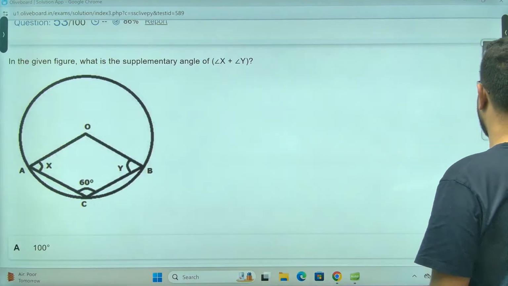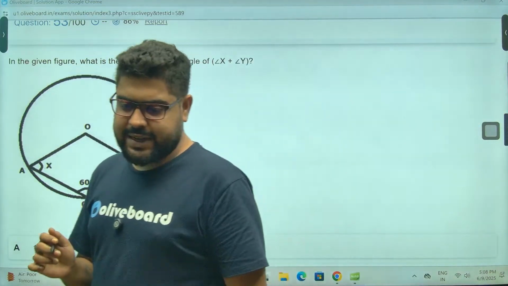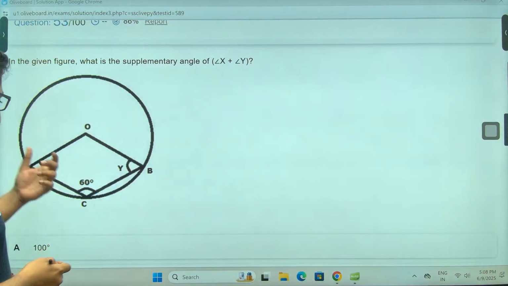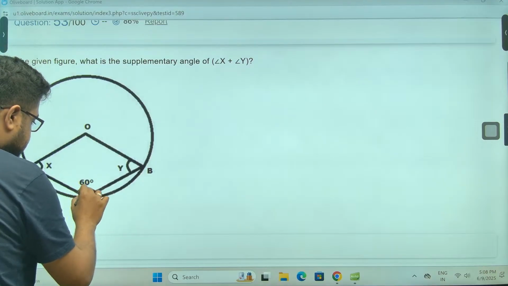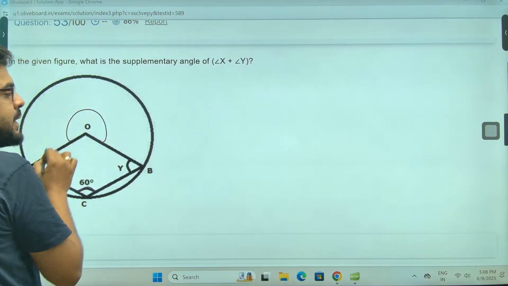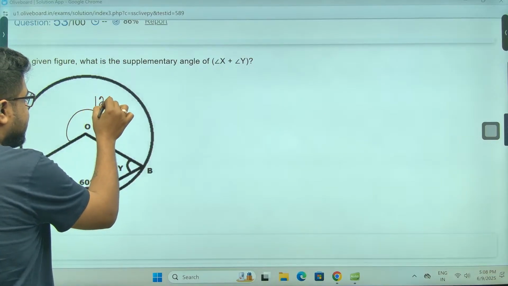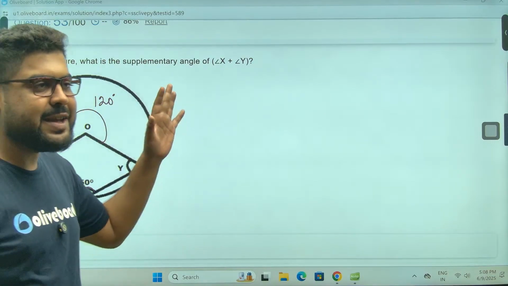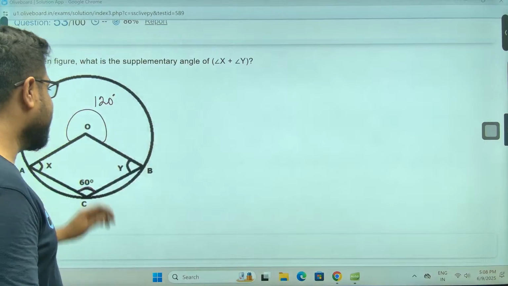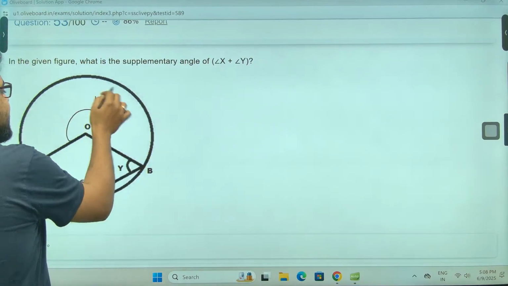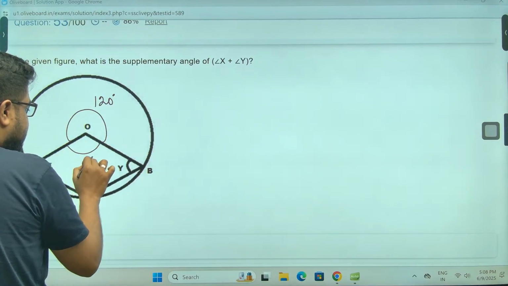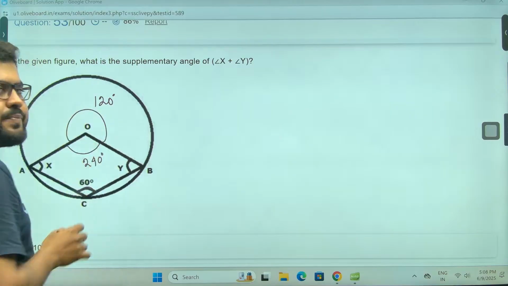Chalo, everyone. Next one. Let's see, sir. So this is 60 degree. That means this is how much? If this is 60, this is 120. The figure is not correct. Definitely the figure should be on the opposite side, but theek hai, chalo, we will manage. If this is 120, this is 240 because total has to be 360.